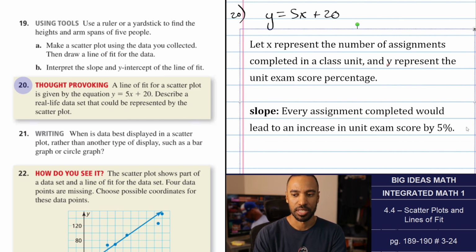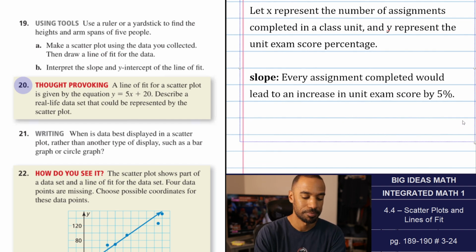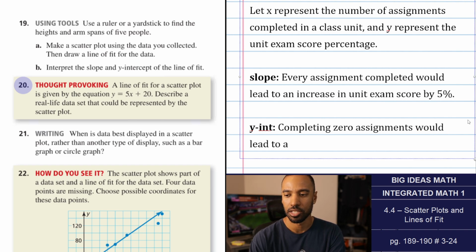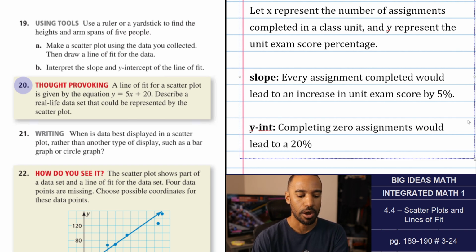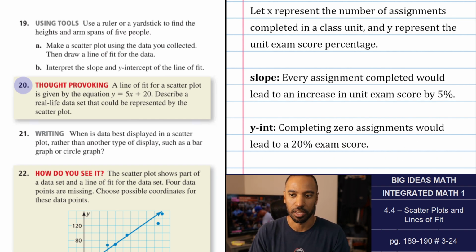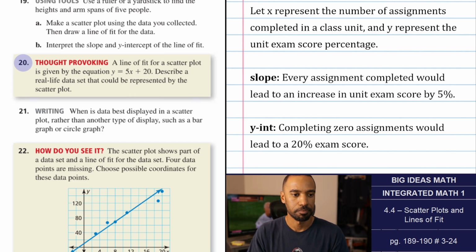Now the y-intercept states that if you complete no assignments, completing 0 assignments would lead to a 20% exam score. Now, are these perfect? No, this would just be our trend line for this thing. There's a positive trend line with that. That's the idea, making it up.